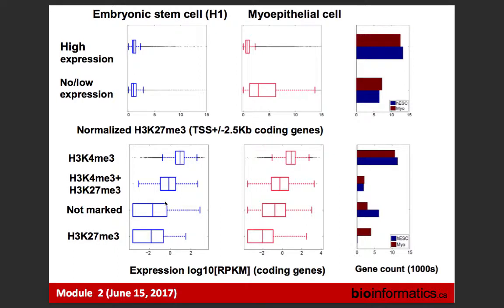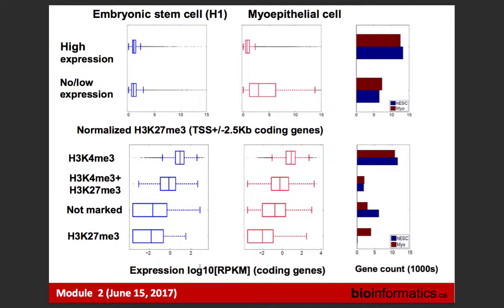I just did this, and then I would like to see what expression, because I know what to expect, right? I know that those genes which are marked with K27me3, repressed by the polycomb complex, are not expressed or lowly expressed, and K4me3 alone should be highly expressed. So if you look at the lower box plots, here is H3K4me3 alone, and on the bottom is log10 of RPKM, and RPKM stands for reads per kilobase per million.